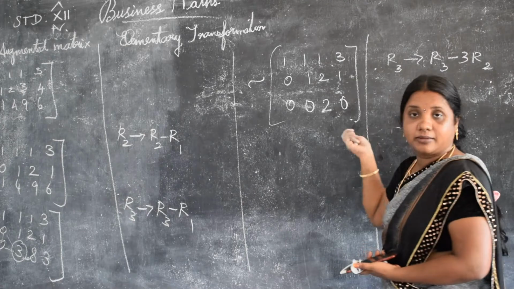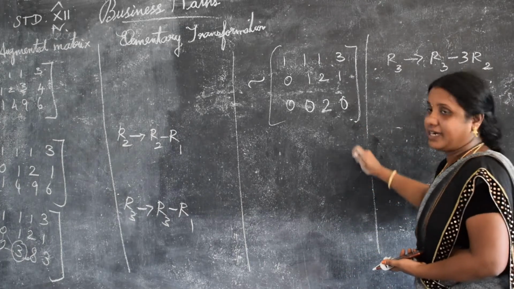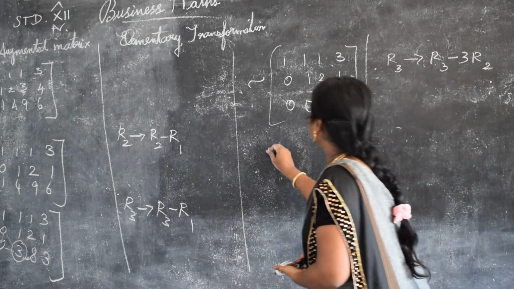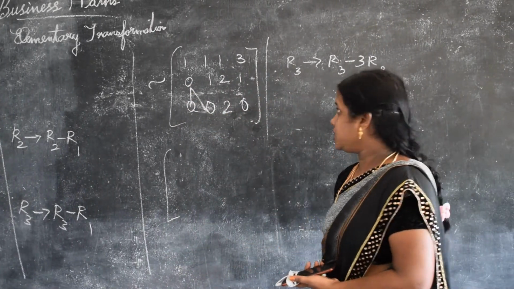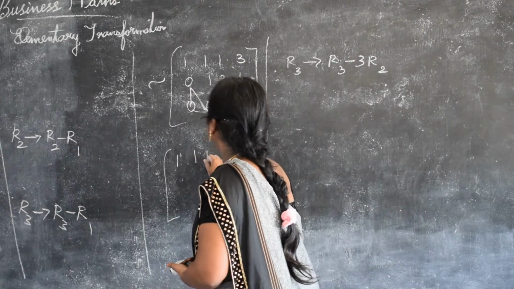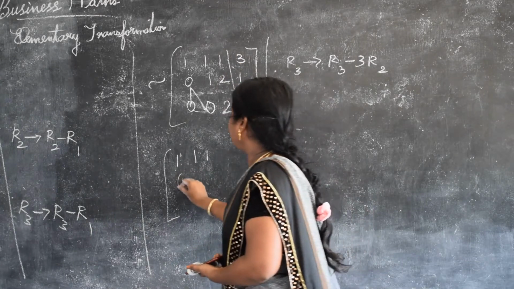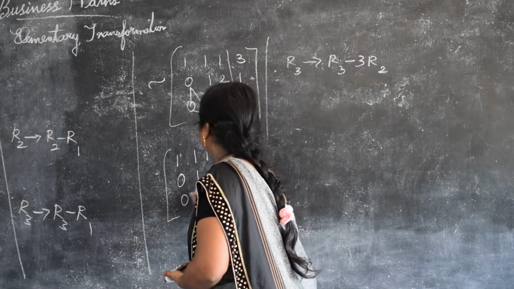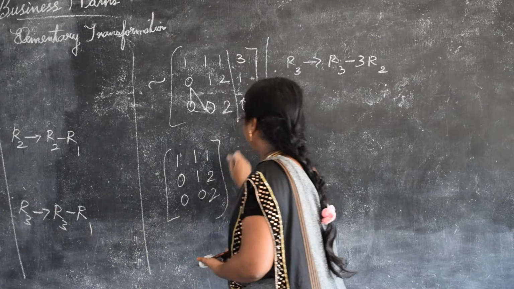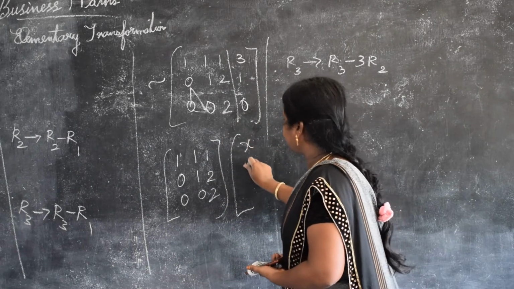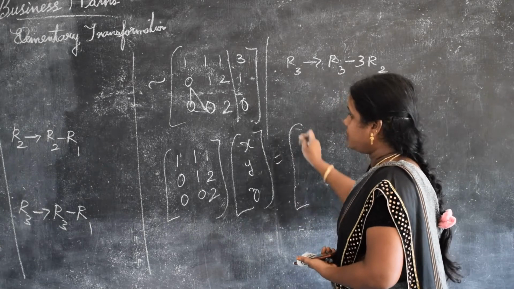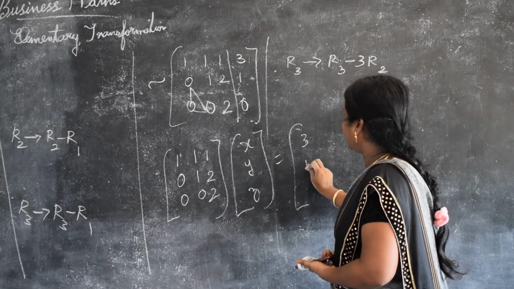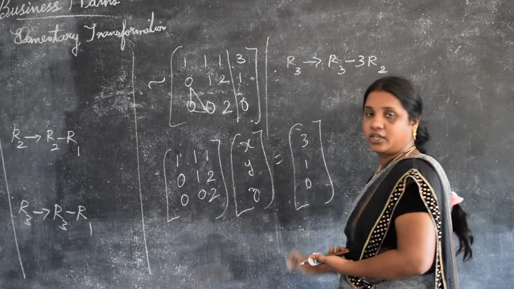Again I am going to change this into matrix form. So I got echelon form. So I am going to change it into matrix form. 1, 1, 1. You have to write this one. 0, 1, 2, 0, 0, 2. Our variables are x, y, z, which is equal to, what is the constant we got? 3, 1, 0.